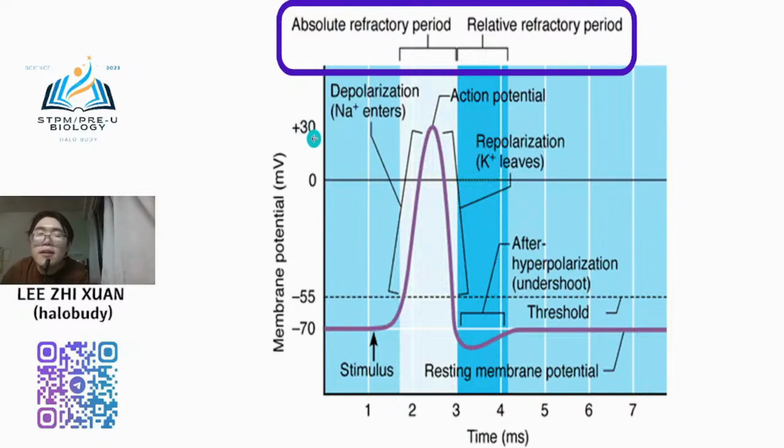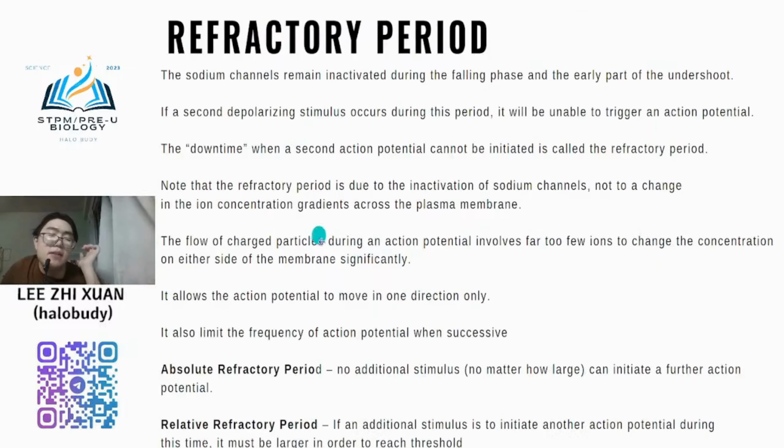The maximum is only about 30. If it were too high, like 50, 60 or even 100, you would face an electrical shock and die. So the action potential is limited. If it were not limited, your membrane potential would be very high, reaching 100, 120, even 240. So this is very important.